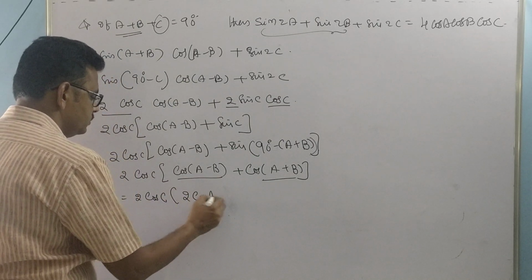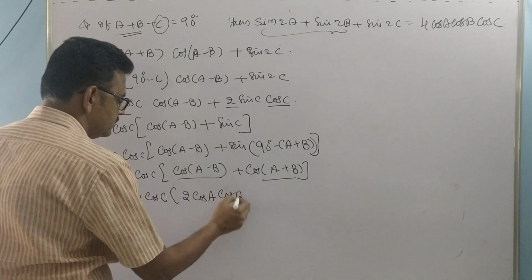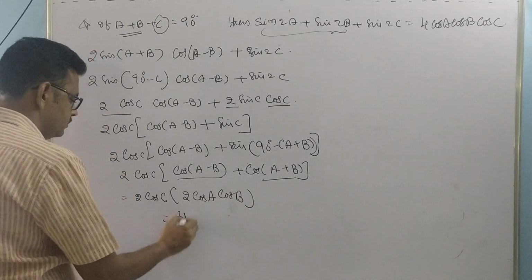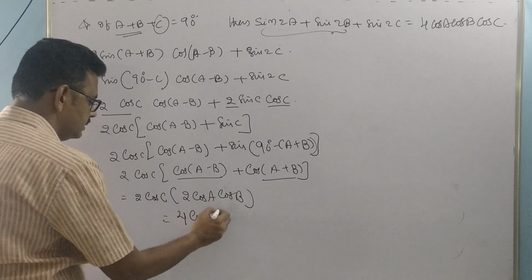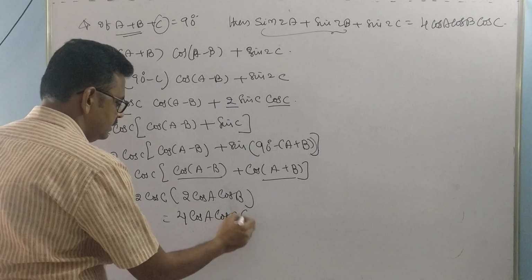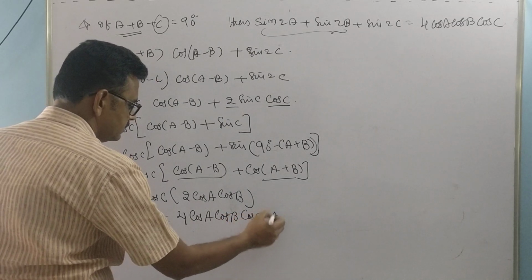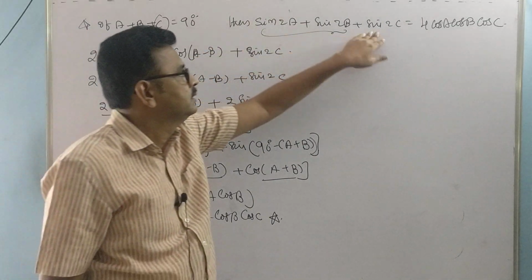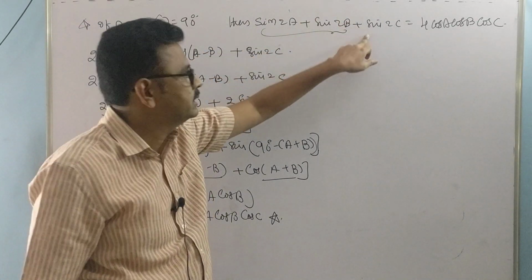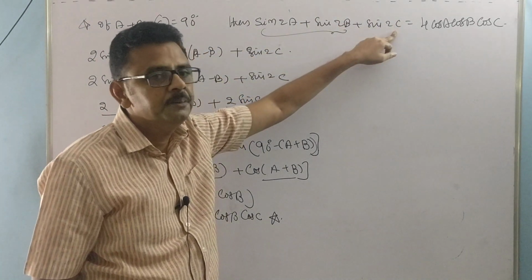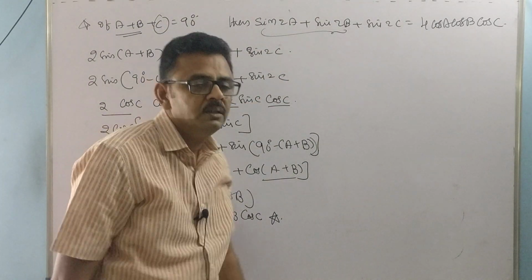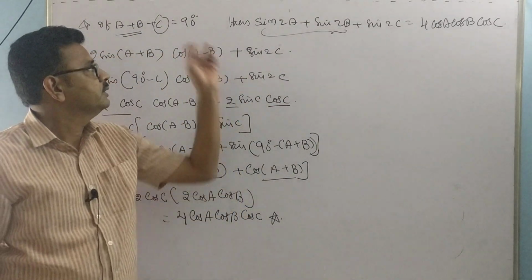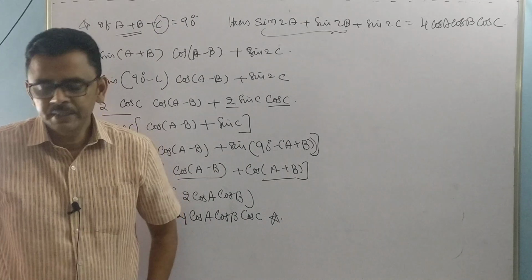So this is 2 cos A cos B. That is equal to 4 cos A cos B and cos C. So this is the result. So sin 2A plus sin 2B plus sin 2C equal to what? 4 cos A cos B cos C if A plus B plus C equal to 90 degrees.